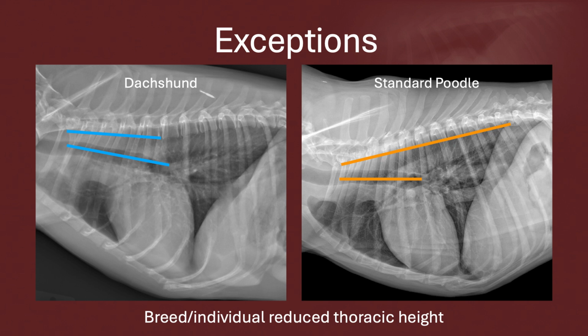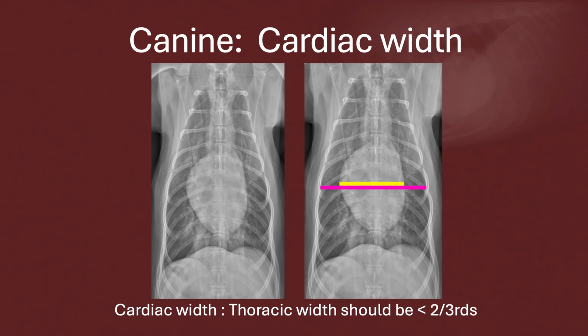In ventrodorsal or dorsoventral views of a canine patient, the widest aspect of the cardiac silhouette, denoted by the yellow line, should occupy less than 2/3 of the thoracic width at the same level, denoted by the pink line.